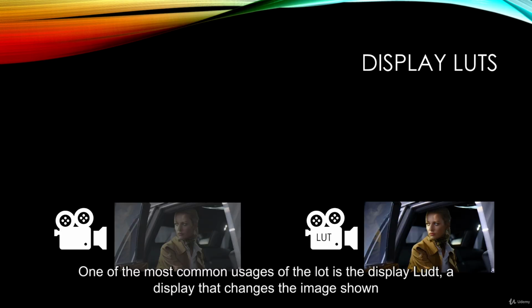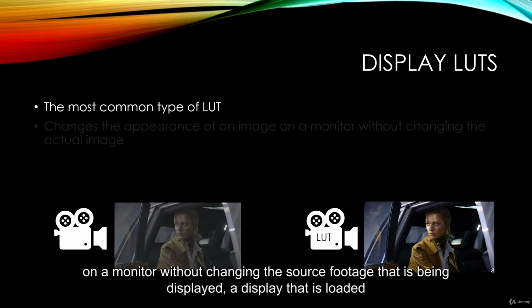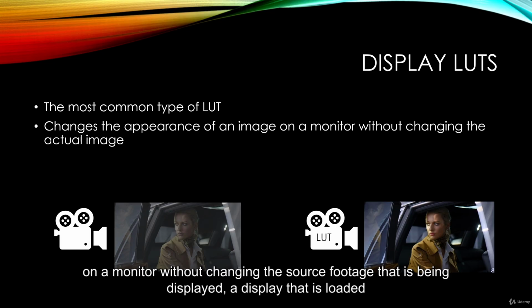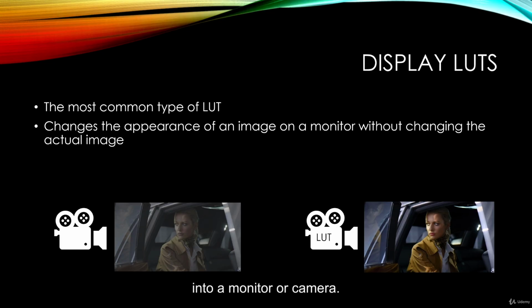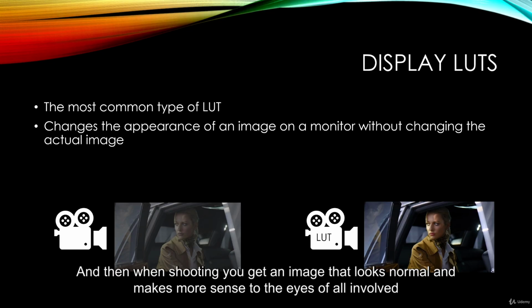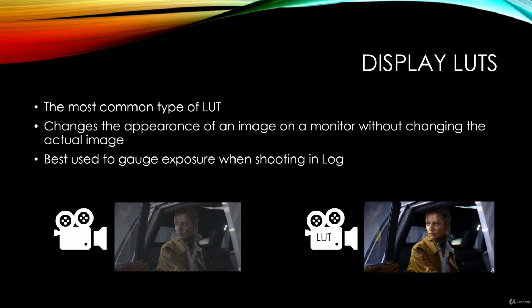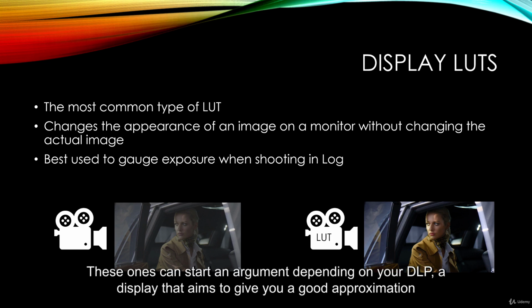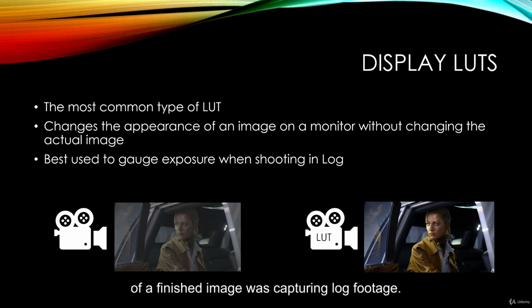Display LUTs. One of the most common usages of the LUT is the display LUT. A display LUT changes the image shown on a monitor without changing the source footage that is being displayed. A display LUT is loaded into a monitor or camera, and then, when shooting, you get an image that looks normal and makes more sense to the eyes of all involved than a flat image in log. Together with creative LUTs, these ones can start an argument depending on your DOP. A display LUT aims to give you a good approximation of a finished image whilst capturing log footage.